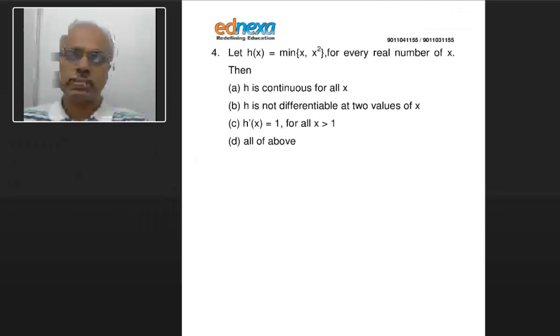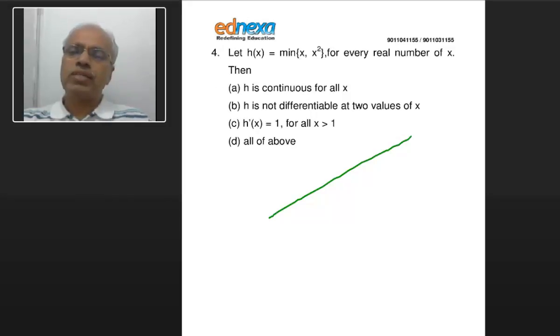If you draw the curve of f(x) equal to x, you know it's a straight line, right? y equal to x. The curve of f(x) equal to x square is a parabola, y equal to x square, right? And it could be something like this, correct? This would be the origin, because both will pass through origin, and this would be 1, because at x equal to 1, y will be 1 for this curve, y will be 1 for the other curve. So your graph is the lower part of this.